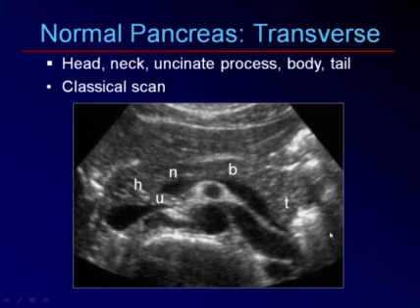This is a classical scan through the pancreas. However, this is very misleading because the head of the pancreas is 4 centimeters long. The body of the pancreas is about 2 centimeters in length in the sagittal plane. So we're only imaging a very thin section when we're hanging around this splenic vein.